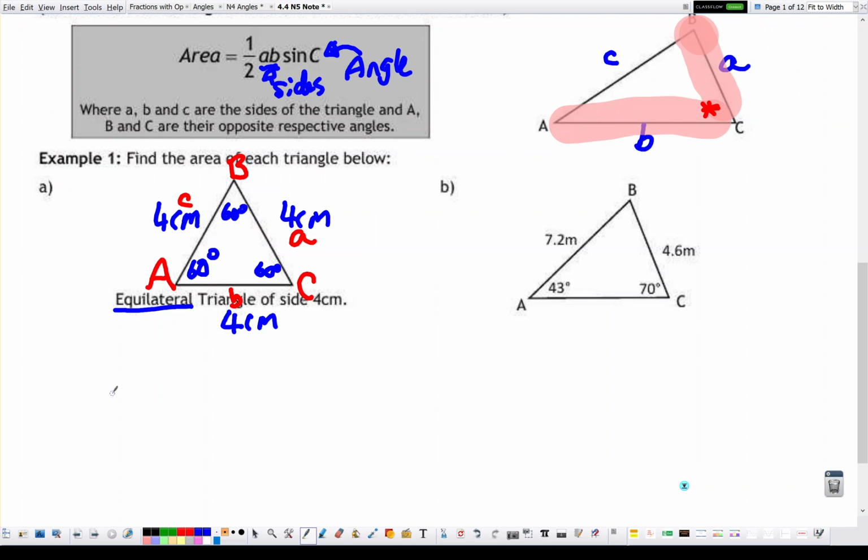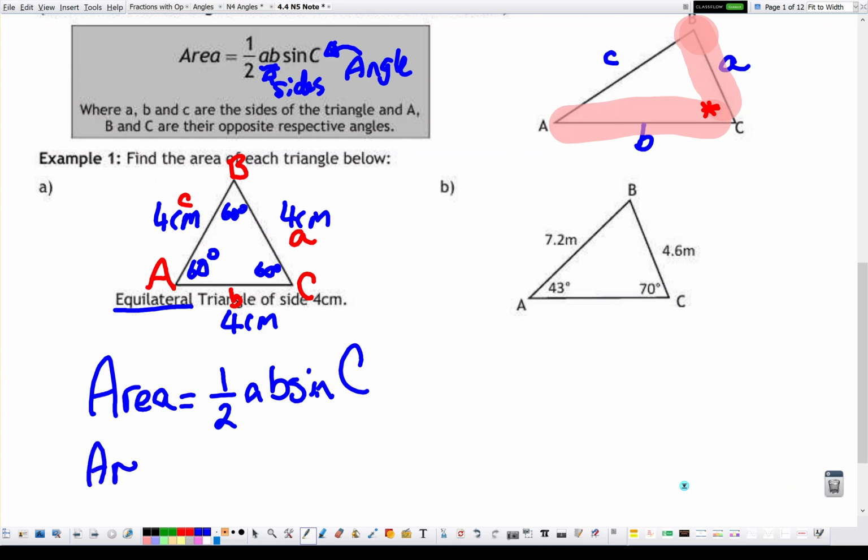Now we're going to actually use our formula, and you will need a calculator for this, so make sure you have a calculator handy, please. Write the formula as a half times AB times the sine of the angle C. Make it very obvious that that is a capital C, so you don't put the wrong thing in. Okay, so let's put in the values now. It's a half times side A, which is 4 centimetres, so half times 4 times side B, which is also 4, times the sine of angle C. The angle at C is 60 degrees.